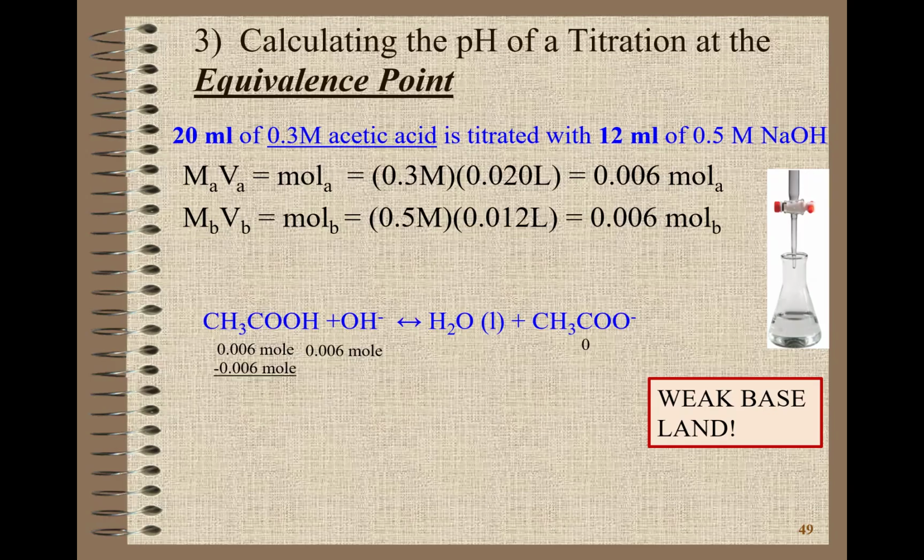Once we add them together, if that much is used up, how much of that is formed? Diana. You got it. And what are we left with? Only base. So that makes it much easier. If you only have base, we just have to take the moles divided by the volume. Gabi, what's the new volume? 20 milliliters plus 12 is 32.